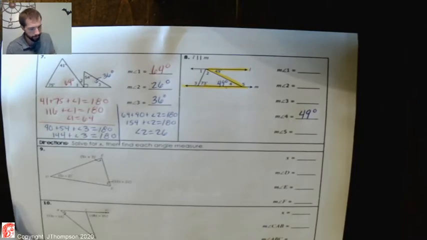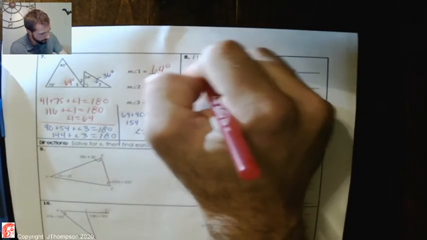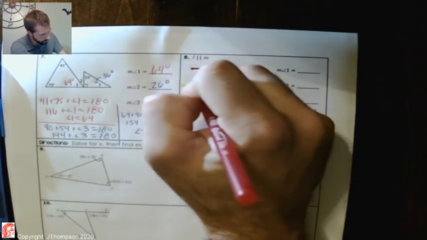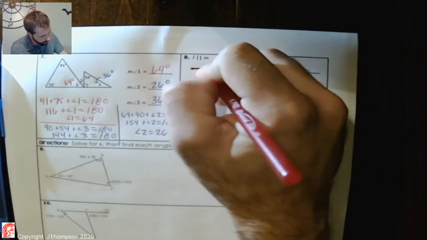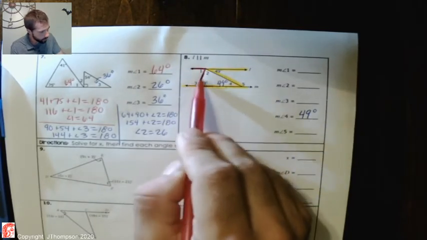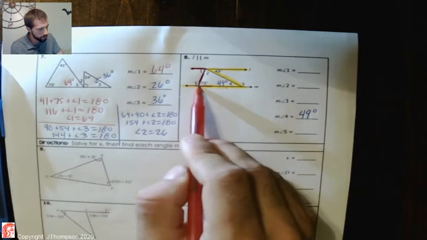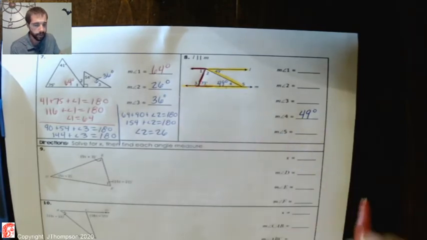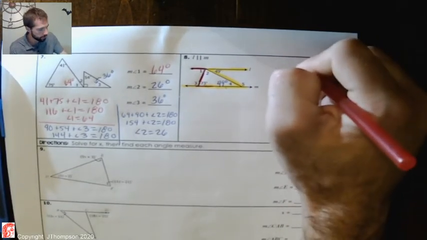All right, same thing up with angle 1. If we do the parallel lines and then connect the transversal, we have another one of those Z shapes. So angle 1 and 73, those are both inside of the Z. So angle 1 would also be 73 because they're alternate interior angles.